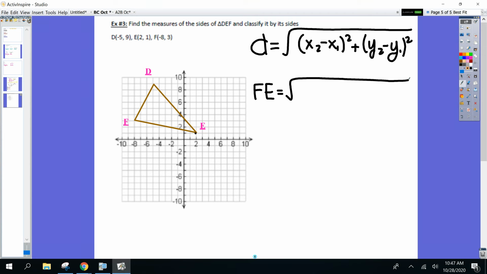Ready? All right, everyone take a look at coordinate E and coordinate F. The x values are -8 and 2. So -8 minus 2, all squared. The y values are 3 and 1. And I need to subtract those, all squared. Good so far. Any issues? All right, let's keep going.